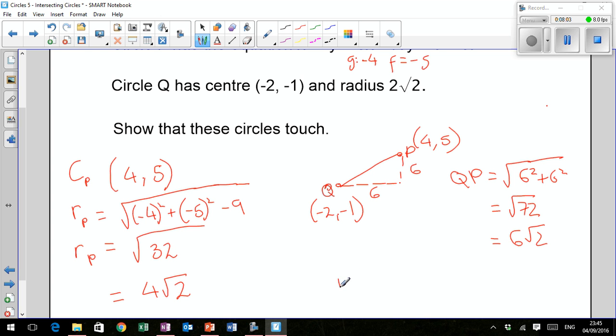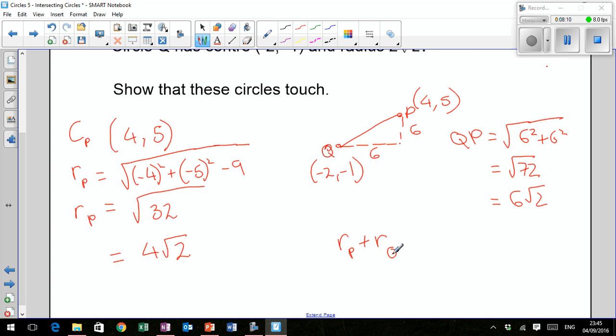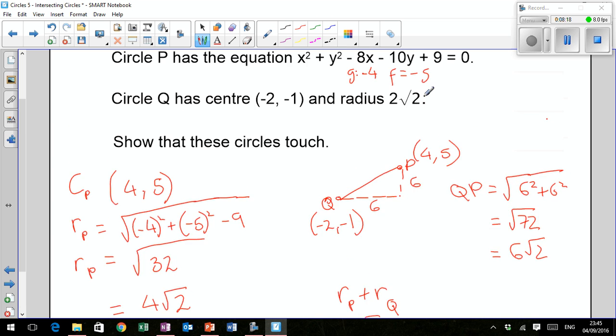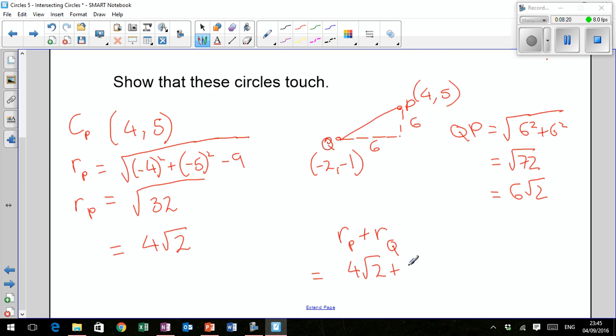So RP plus RQ is equal, RP is 4 root 2, RQ from your equation is 2 root 2, which is equal to 6 root 2, which is the distance between the centres, QP.